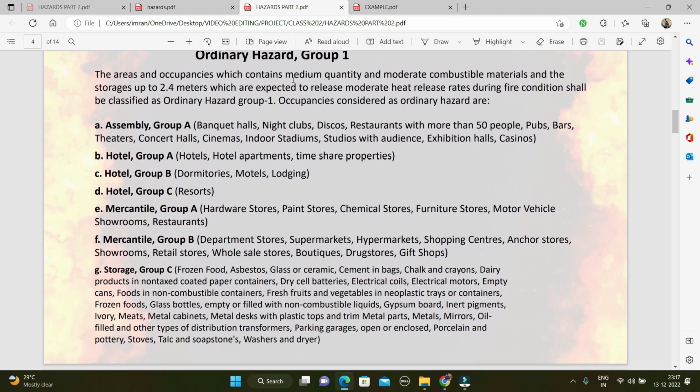Firstly, we see ordinary hazard group 1: the area and occupancy which contains medium quantity and moderate combustible materials, and the storage up to 2.4 meters. It means if we are storing something and the storage height is 2.4 meters, then it comes under ordinary hazard group 1.